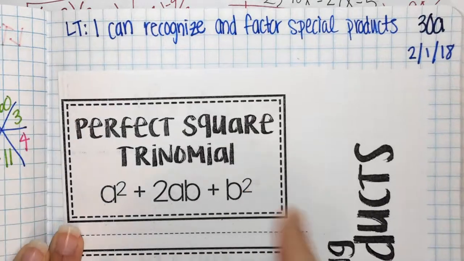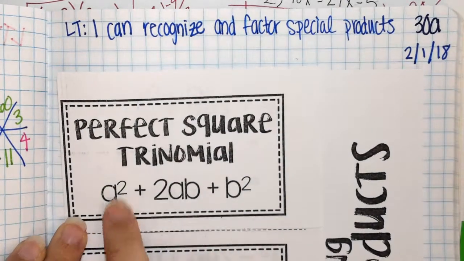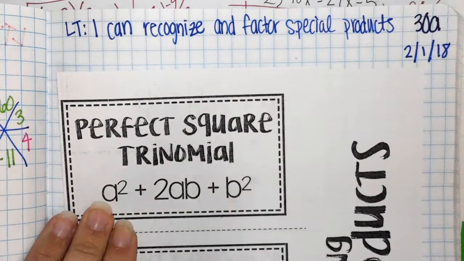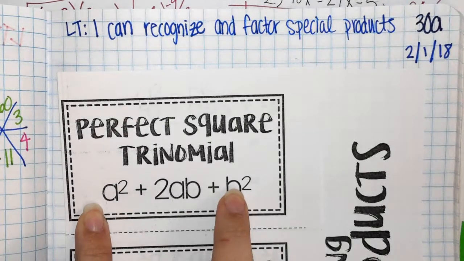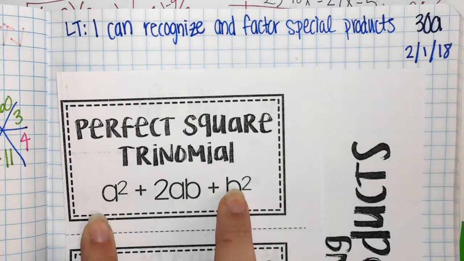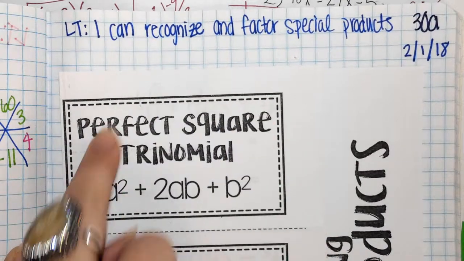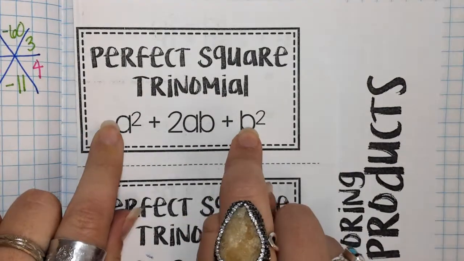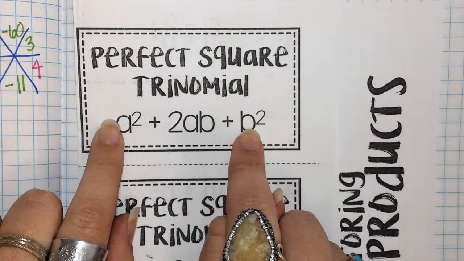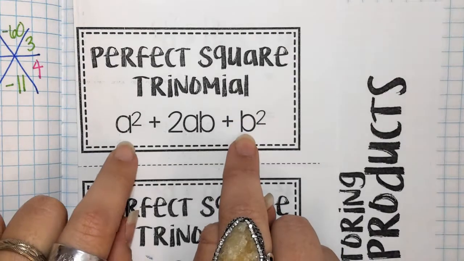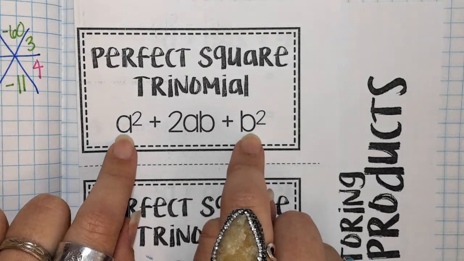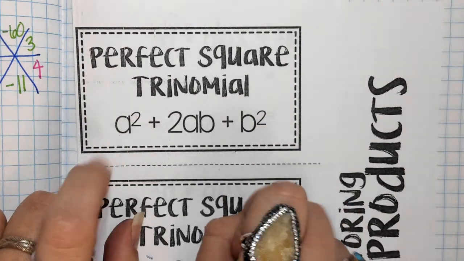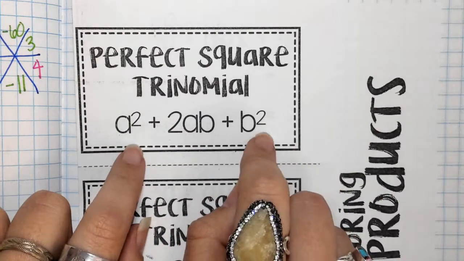So what you're going to be doing today is you're going to be looking for the first and last term to be perfect squares. That's what we're looking for: the first and last term to be perfect squares. Now, a perfect square can be a variable and it can be a number, but we're looking for the first and the last term to be perfect squares. Does everybody understand? Now, this first one is a perfect square trinomial where we add. And the reason it's a perfect square is because you have a squared and b squared. Do you see how we have a squared and b squared? So, perfect, if it has an exponent of 2 or 4 or 6, an even number.